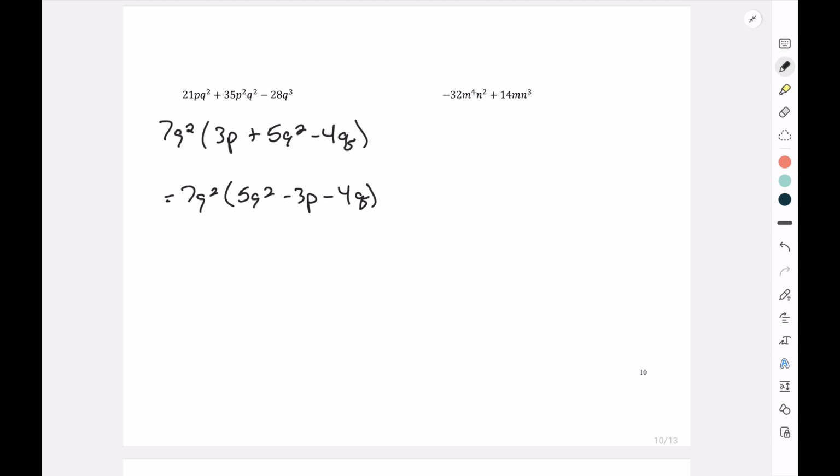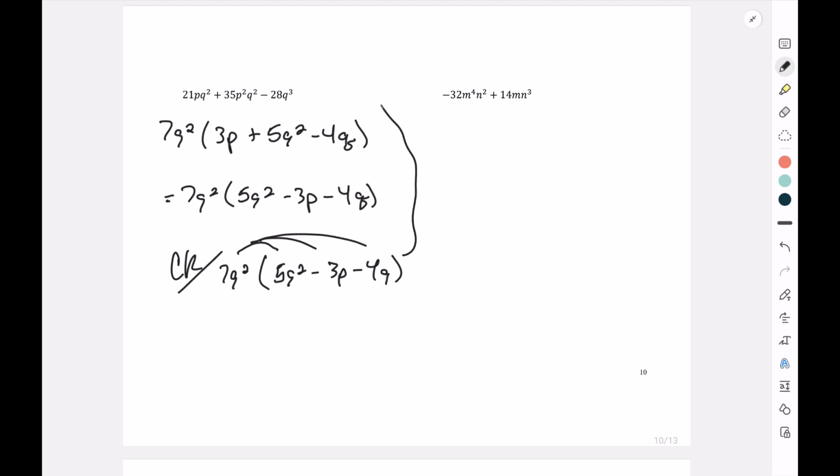4q. And so if we wanted to also check our work, we could take the answer we found, so 7q squared, and in parentheses 5q squared minus 3p minus 4q. We could take whatever we found and distribute it inside our parentheses, and we should get back to the original equation that we were given.